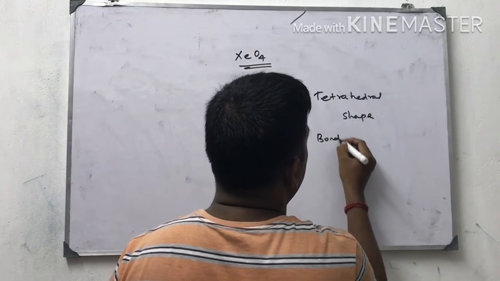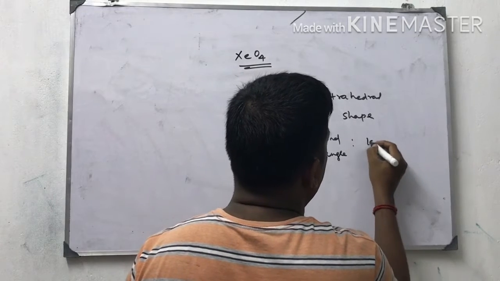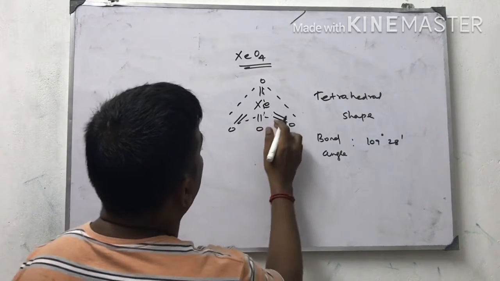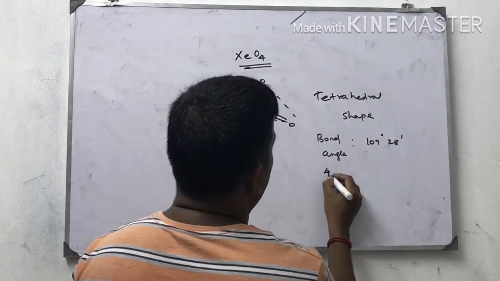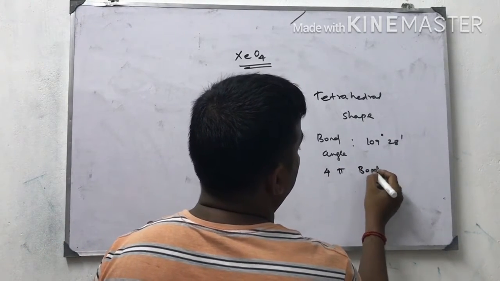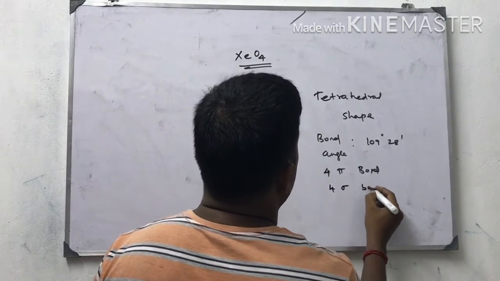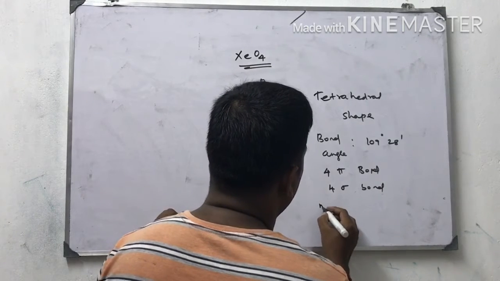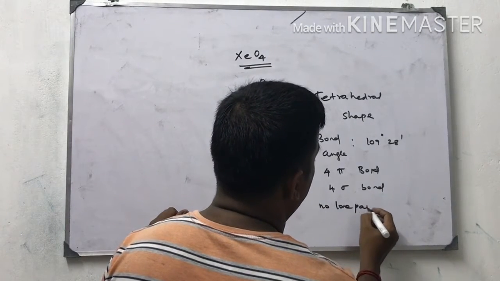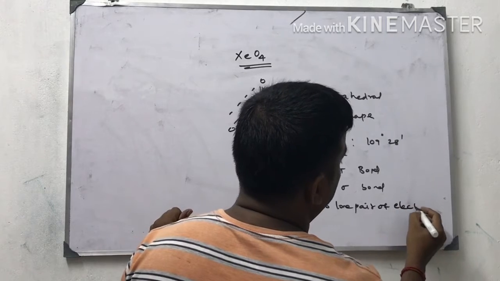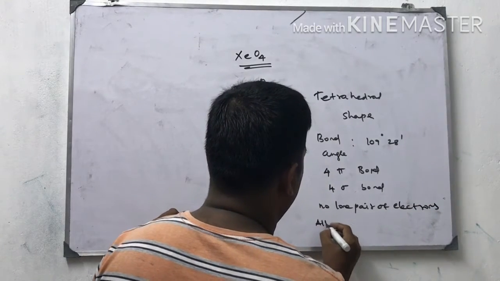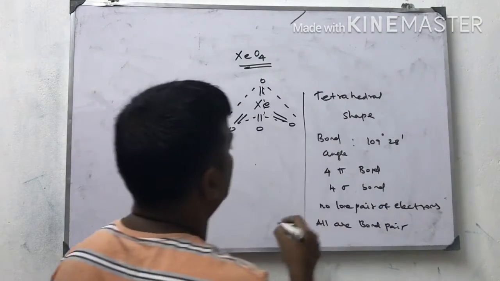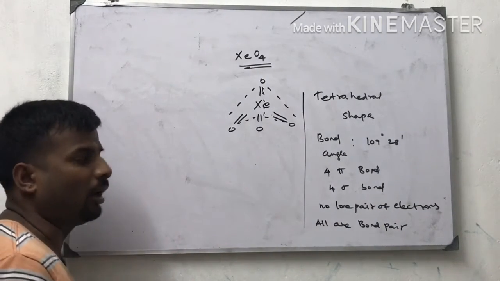Bond angle 109 degrees 28 minutes. Now it contains 4 pi bonds and 4 sigma bonds. There is no lone pair of electrons; all are bond pairs. These are the information related to xenon tetraoxide.